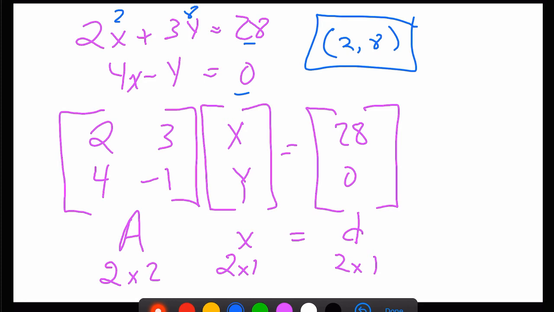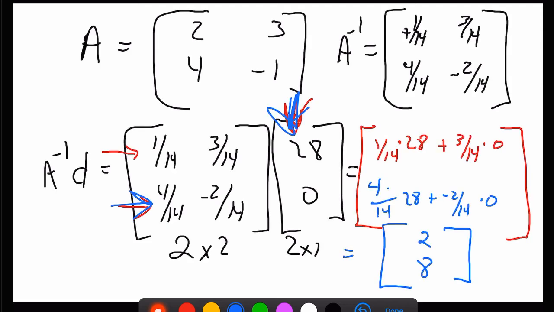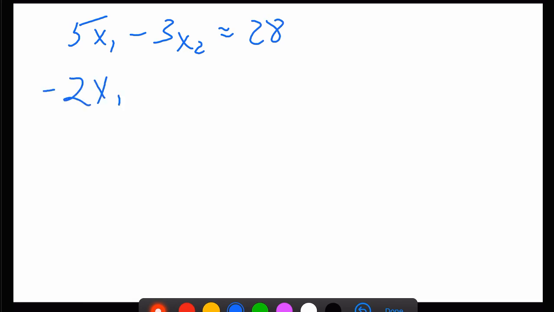Okay? So, he said, so let's do another one. Shall we? Yeah, let's do another one that we've already done. Right? 5x1 minus 3x2 equals 28. I don't know why I like 28s, but just live with it.